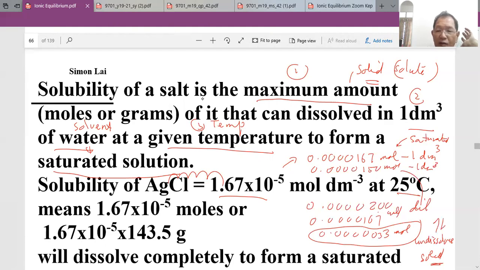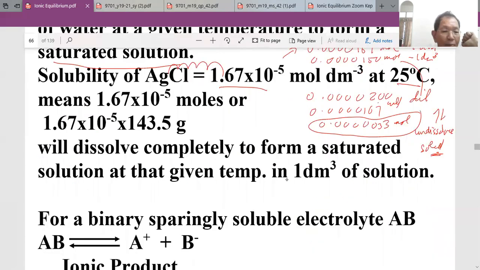Okay? So when the solid is there, the solution is a saturated solution. Very important. And the amount dissolved is called the solubility. You also have to know that. Okay? So now let's put this here. It will completely dissolve to form a saturated solution at a given temperature. So temperature is very important.